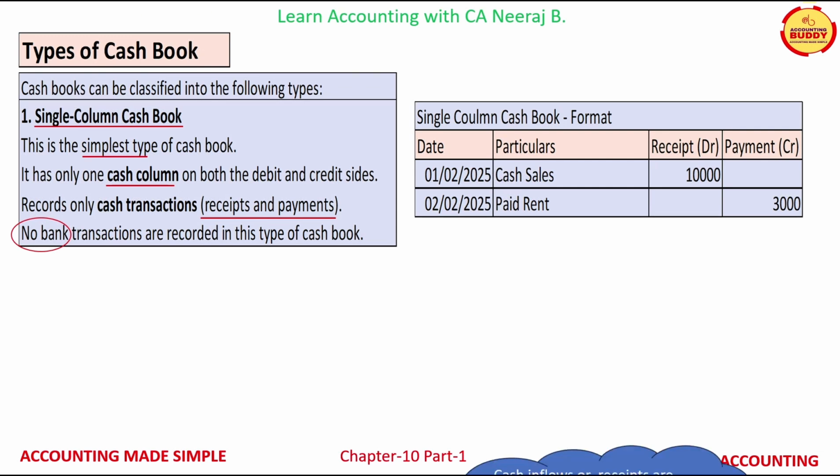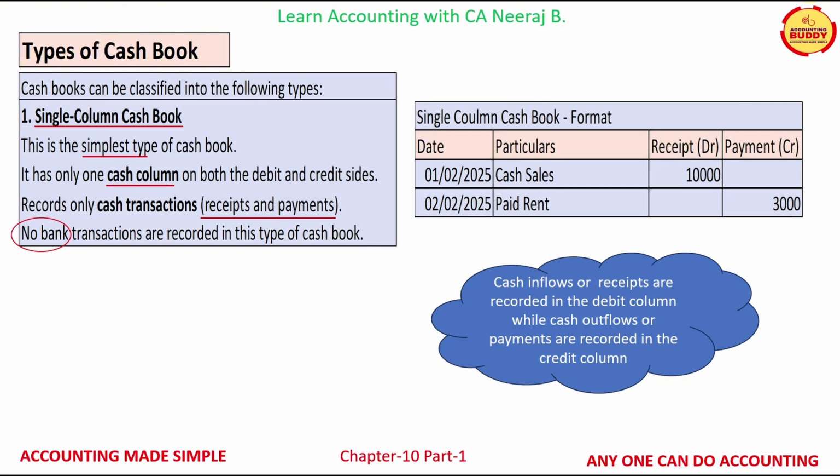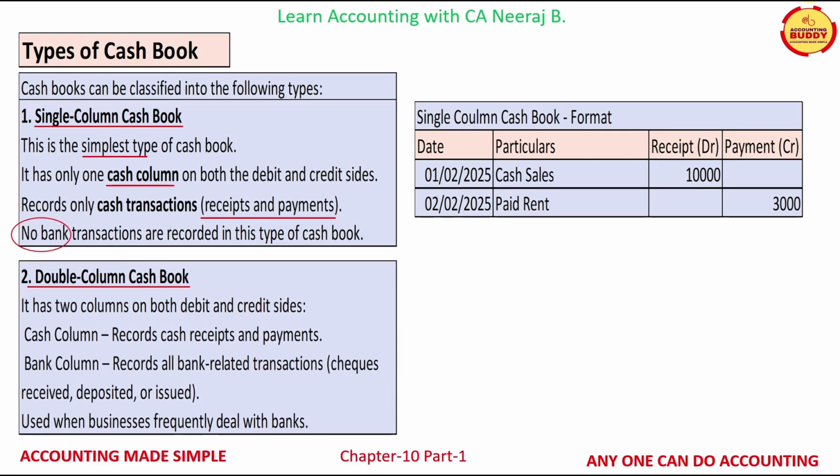Cash inflows or the receipts are recorded in the debit column while the cash outflows or the payments are recorded on the credit column. Second type of cash book is double column cash book. It has two columns on both debit and credit sides. Cash column to record cash receipts and payments, and bank column to record all the bank related transactions, that is checks received, deposited or issued.